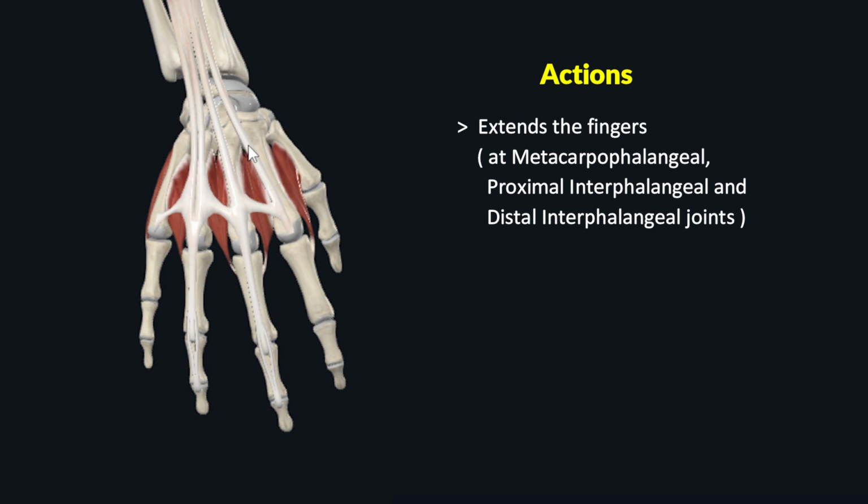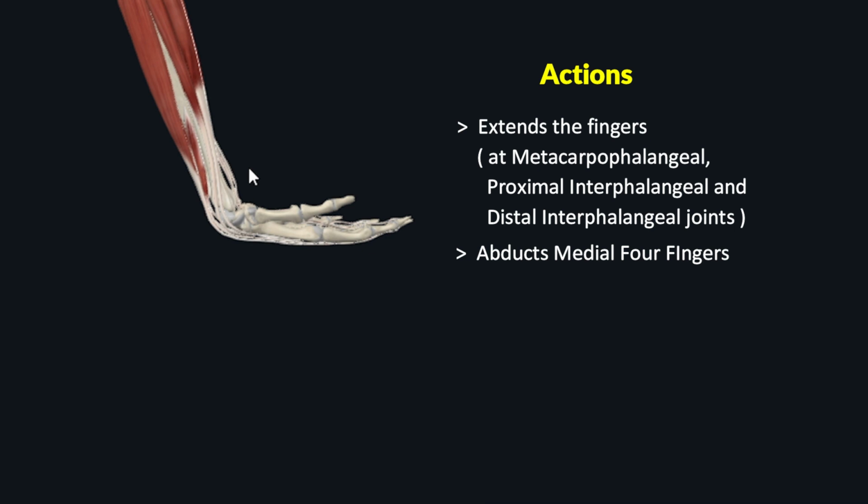And the second action of this muscle is the finger abduction, which means that this muscle moves the medial four fingers away from the midline. And the third action of this muscle is the wrist extension. So, in order to understand this action, you need to focus on the tendons of insertion of this muscle. These tendons cross the wrist joint and will probably act on the wrist joint to extend the hand at this joint.